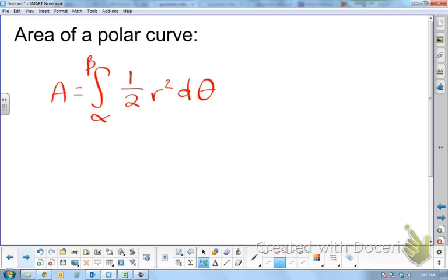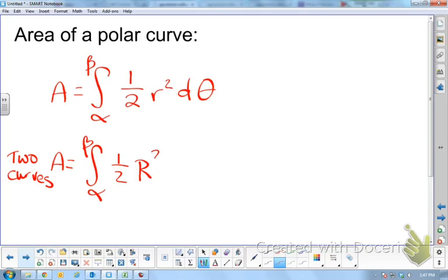Or, if I have 2 polar curves and I want the area in between the 2 polar curves, you'd have 1/2 the big outside curve squared minus the inside. So if we have 2 polar curves, it's the larger radius squared minus the smaller radius squared.